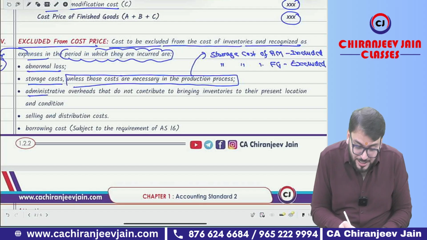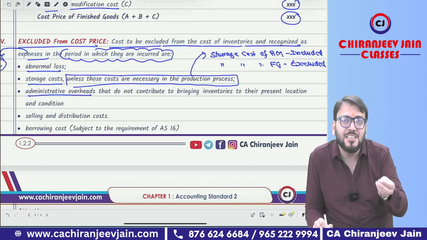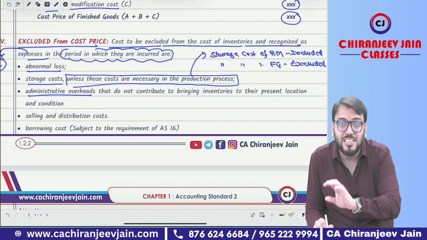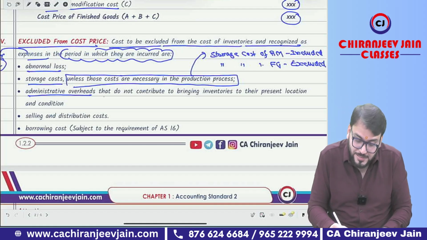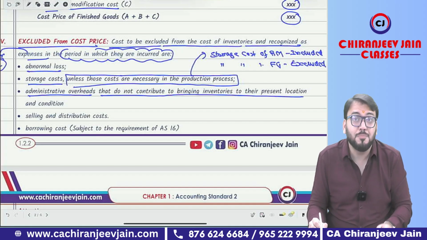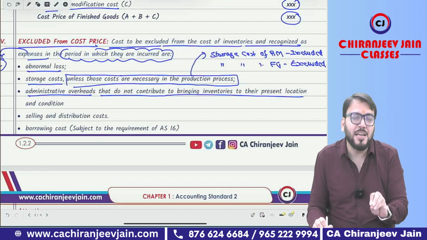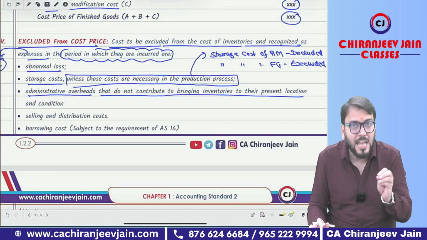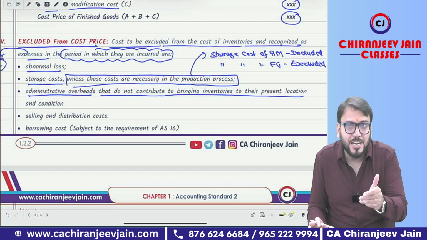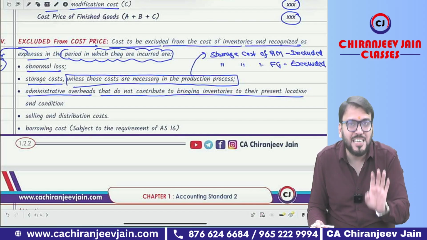Then any administrative overhead. Administrative overhead means any office expense, any admin expense to administrate your business, that will not be included. These do not contribute to bringing the inventory to its present location. But if they are contributing to bringing the inventory to its present location, then that will be added. Normally, if the question is silent, admin overhead will not be added. Overhead means expense. From costing point of view, we say overhead. From accounting point of view, we say expense.